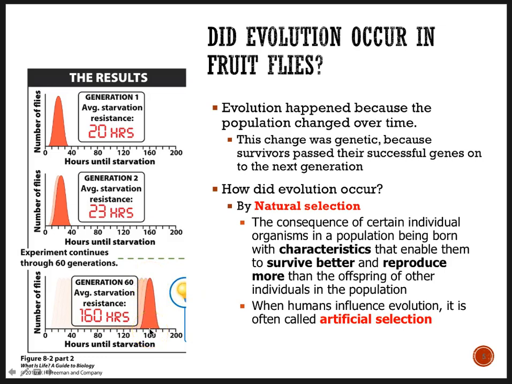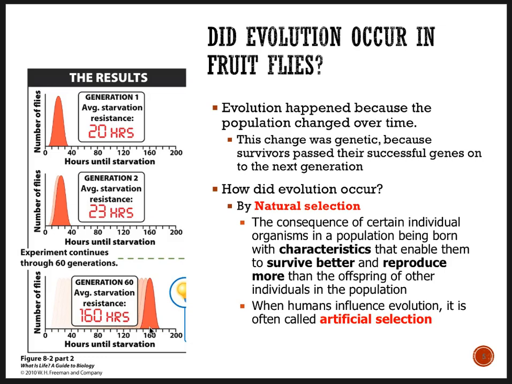Just to put that in perspective, that's almost a week. So they went from being able to live less than a day on average to being able to live over a week on average without any food. So this is a genetic change in the population over time because only the ones that were surviving passed those successful starvation resistance genes on to the next generation.